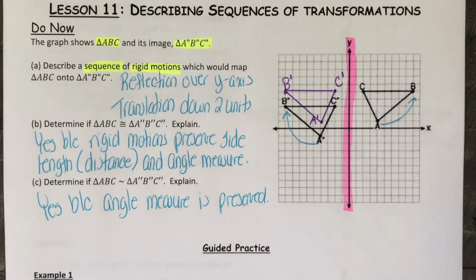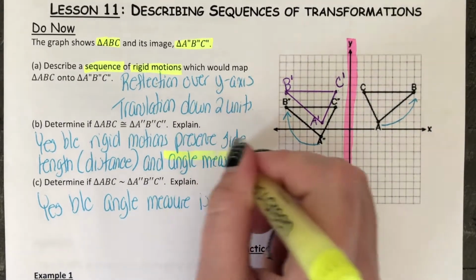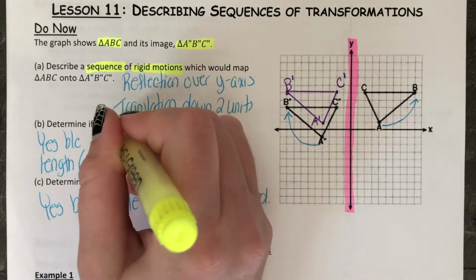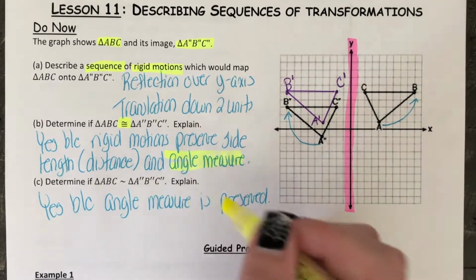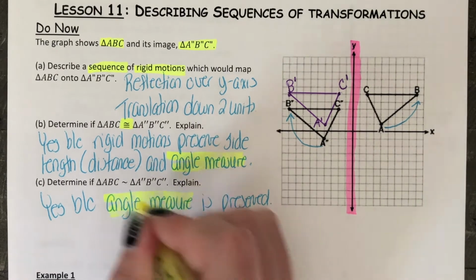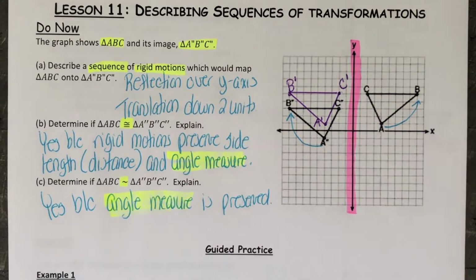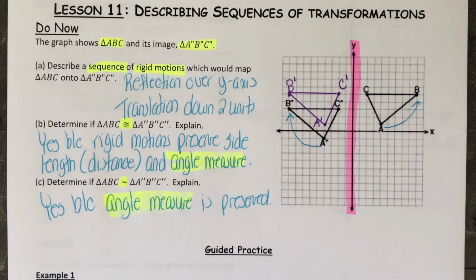Just because now it'll match. Angle measure is preserved in a rigid motion. That's what makes them congruent. And I know that angle measure is also preserved when two triangles are similar. All right, awesome. Let's move on to the bottom.